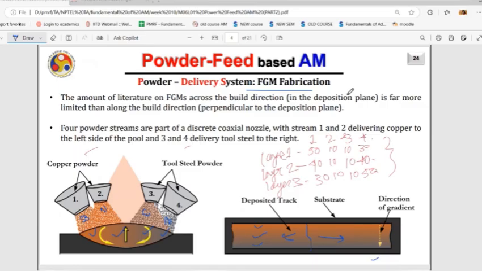Functionally graded material printing is way easier in the case of the powder DED technique. As we are handling powder, mixing powder is easier. So that's why FGM is a very good example of an application of powder DED.